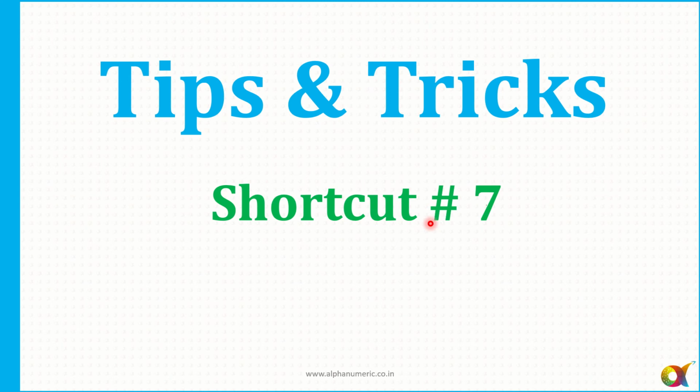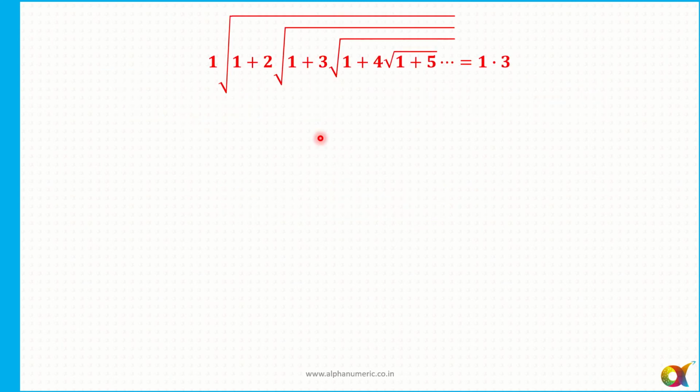So again we'll discuss a few interesting techniques here. Now here, if you look at the root of 1 into root of 1 plus 2 into root of 1 plus 3 into root of 1 plus 4 into root of 1 plus 5 and so on, it is equal to 1 into 3. So if you see the sequence, this is 1, then 2, then 3, 4 and 5.